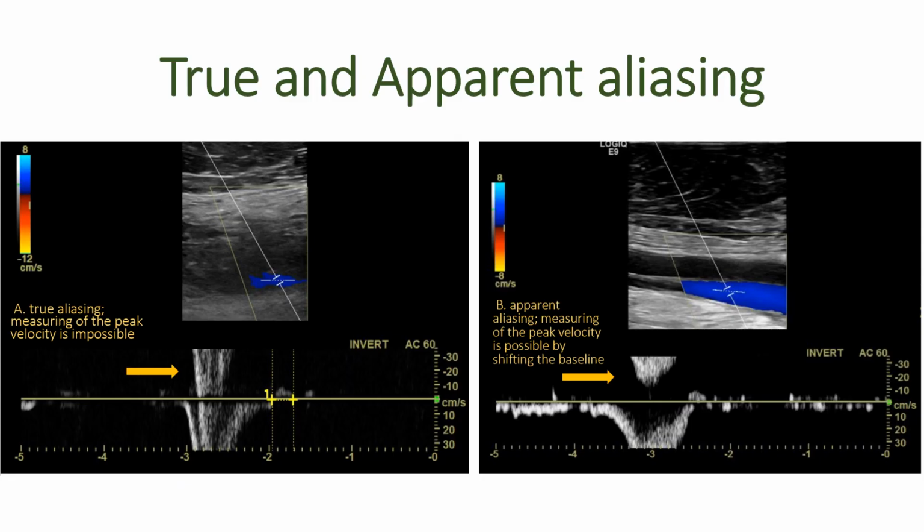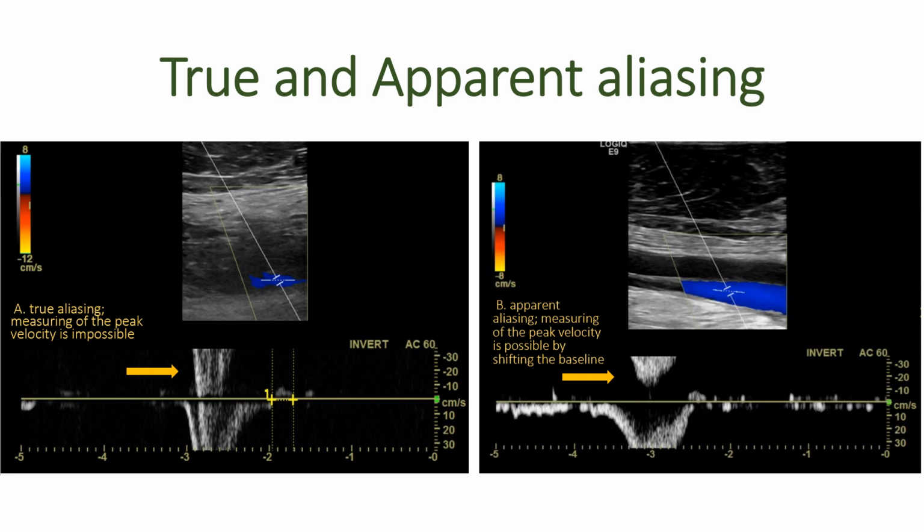The maximum Doppler shift frequency that can be correctly measured without aliasing is called the Nyquist limit. A Nyquist limit is equal to half of the pulse repetition frequency. When the Doppler frequency shift exceeds half of PRF, aliasing occurs, like on the image on the left. A true aliasing in the spectral Doppler image can be corrected only by increasing the pulse repetition frequency.